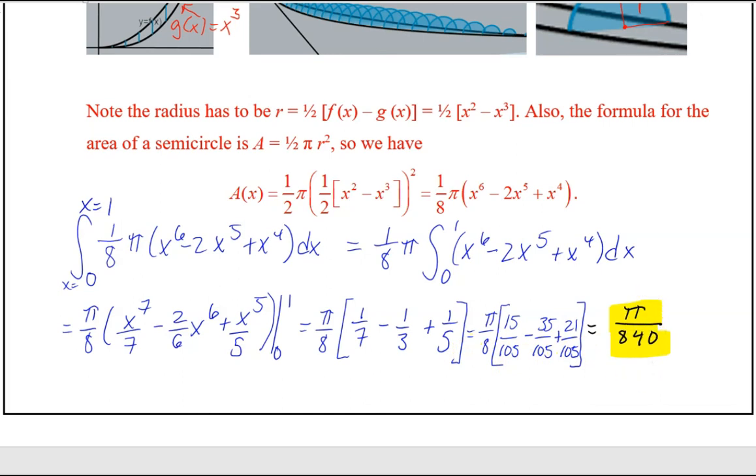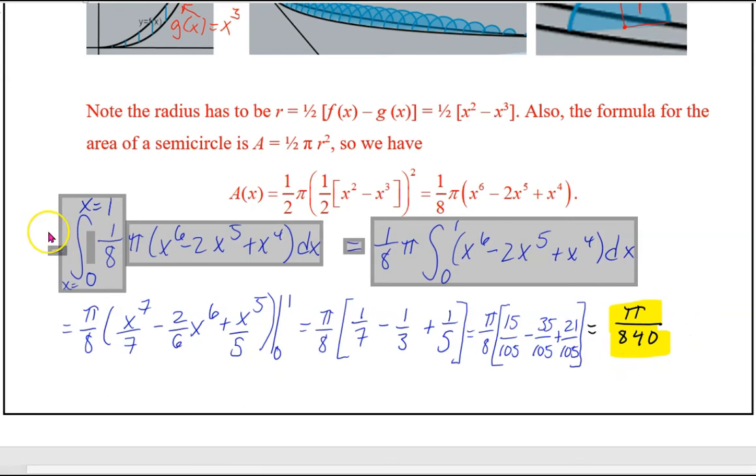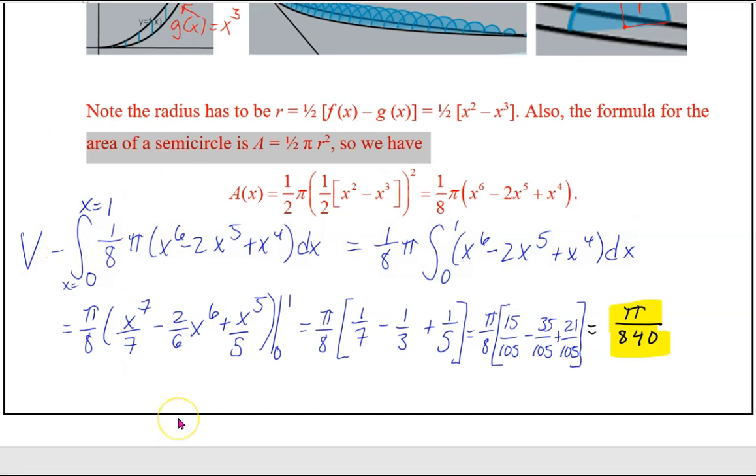pi. Now, this is the end of this particular problem, but remember what you have found. This is an expression for the volume. So make sure that you understand that what you're computing when you do all of this is in fact the volume of this particular shape.